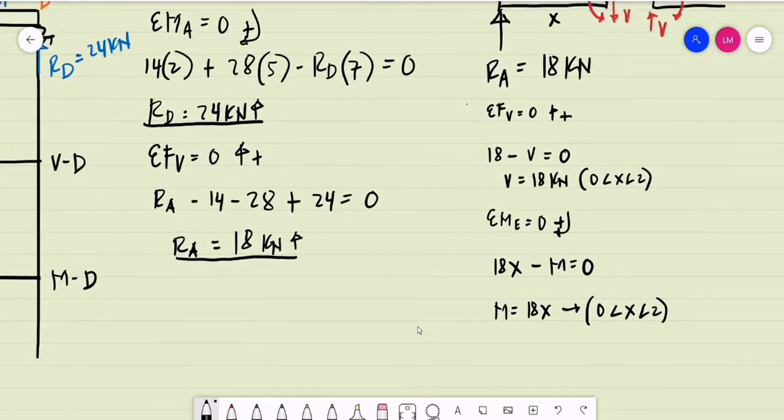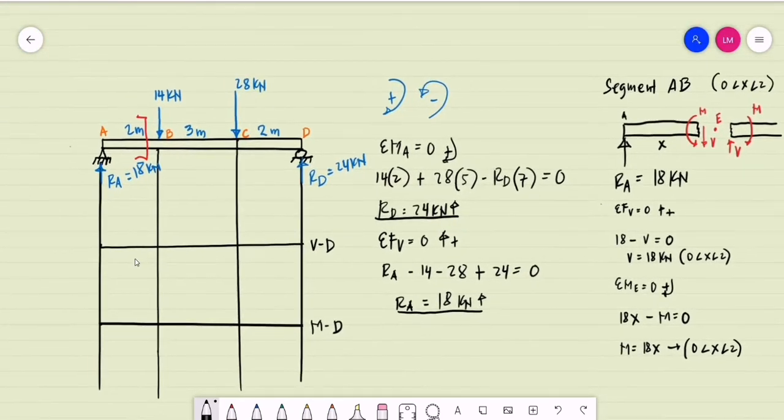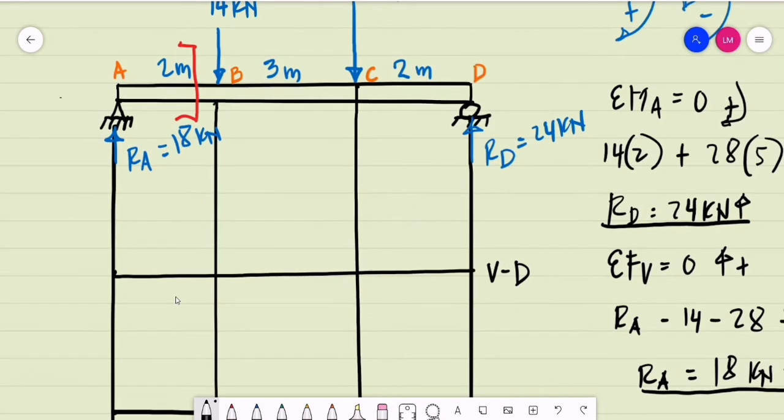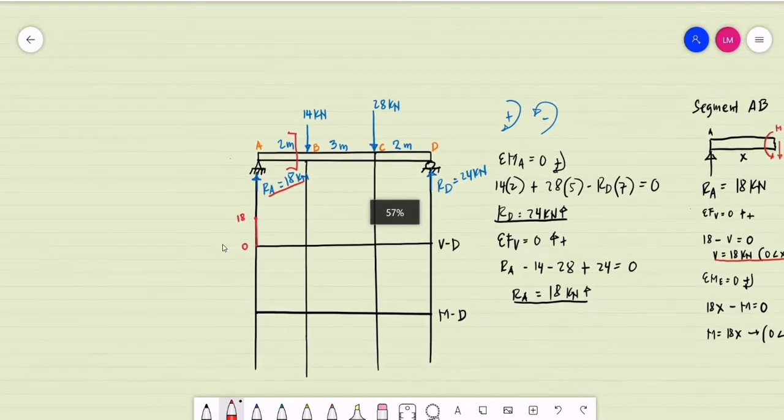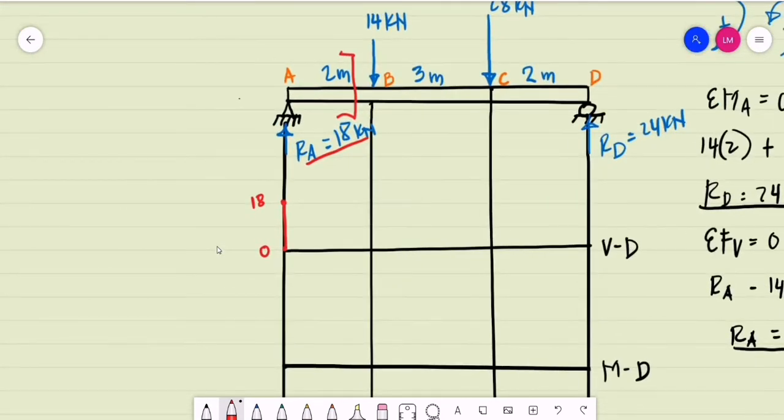So if you input these details on our diagram, for segment AB, starting from 0, what is the magnitude of the shear at A? That is the reaction at A. So from 0, we go up to a magnitude of 18 kilonewtons. Based on our shear equation, for 0 less than x less than 2 meters, we have a constant shear equal to 18 kilonewtons. So constant, that is a horizontal line.